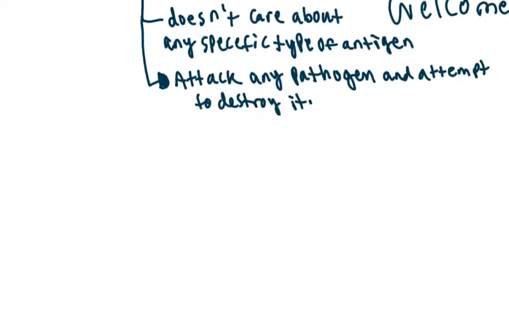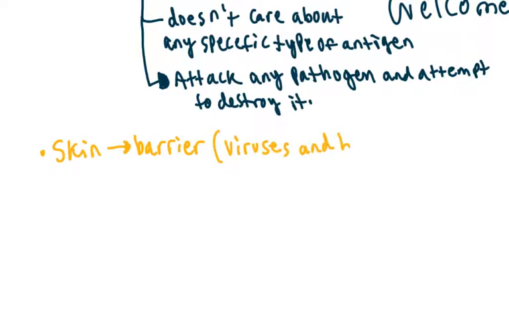All right, and let's look at a few examples. One example of your innate slash non-specific immunity is your skin. Why? Because it acts as a barrier from getting inside your tissues and into your blood. So it acts as a barrier from a lot of the viruses and bacteria, for example. That's pretty cool.